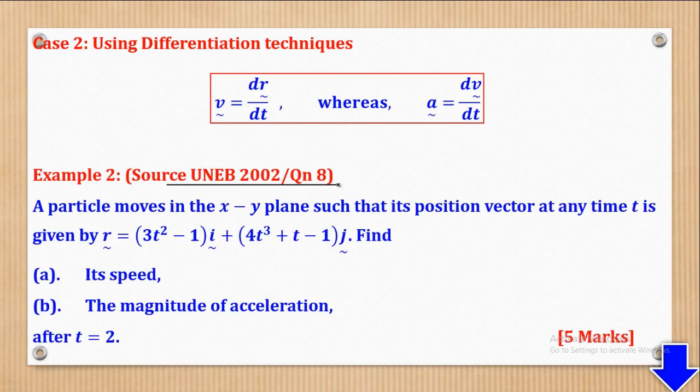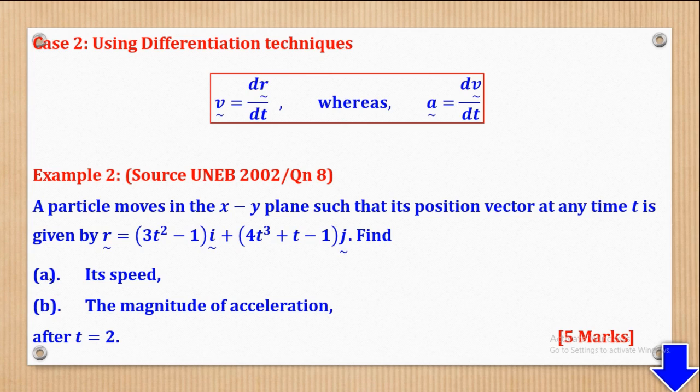2002 paper 2 question 8, and it says a particle moves in the xy plane such that its position vector at any time t is given by r, which is (3t squared minus 1)i plus (4t cubed plus t minus 1)j. So how do you know that is variable? You know that's variable when there is t in the expression. So I think you realize that r is a function of t. That is enough proof to show you that you are now dealing with variable parameters.